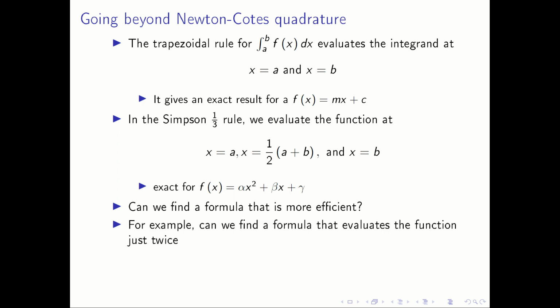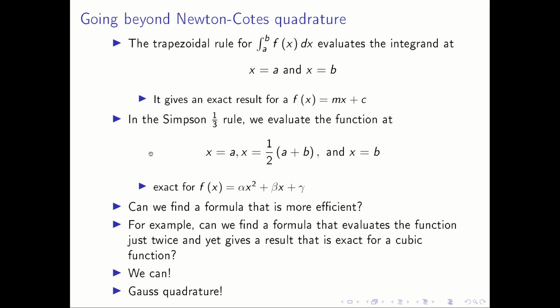For example, can we find a formula that evaluates the function just twice, as in the trapezoidal rule, but actually gives you the exact result, not just if f of x is a straight line function, but even if f of x is a cubic function? That's even better than Simpson's one-third. Actually, we can. So this is the idea behind what is called Gauss quadrature. We are going to describe two-point Gauss quadrature in the next slide.